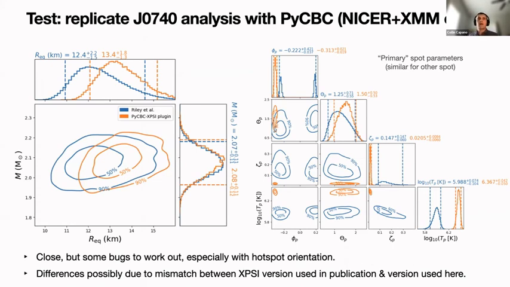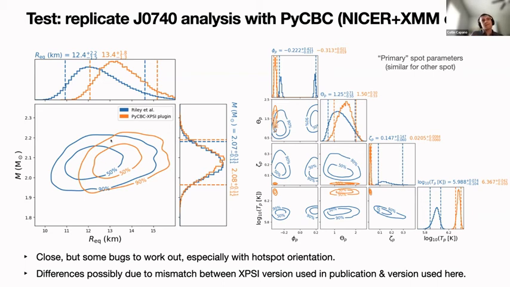This is still, like I said, a work in progress, but as just a first test of this, here I try to replicate the analysis on the second pulsar, J0740. So here in the orange contours is my result, where I'm using PyCBC to sample the parameter space, but I'm calling down into the XPSI likelihood. Now you can see the results, they're close, they're not quite right yet. So in the blue here is the original published result on this event. On the left, I have the mass versus radius. And in the orange, this is the result from where I'm reanalyzing it using PyCBC, calling into XPSI.